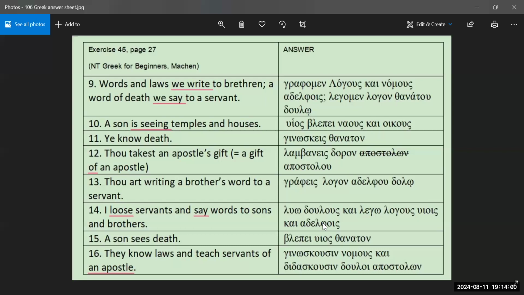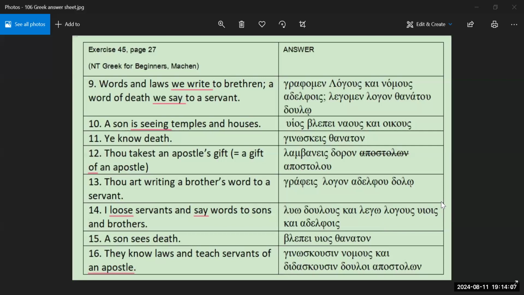Okay. Any questions so far? Hopefully I'm not going too fast for you. Okay, if you do have any questions, just open up your microphones and let me know, or you can send a message through. We'll just finish off the last ones quickly. I think you should be getting the idea now. I loose servants. We don't normally say this in English. Normally say I free, perhaps. I free servants. Or I loose servants and say words to sons and brothers.